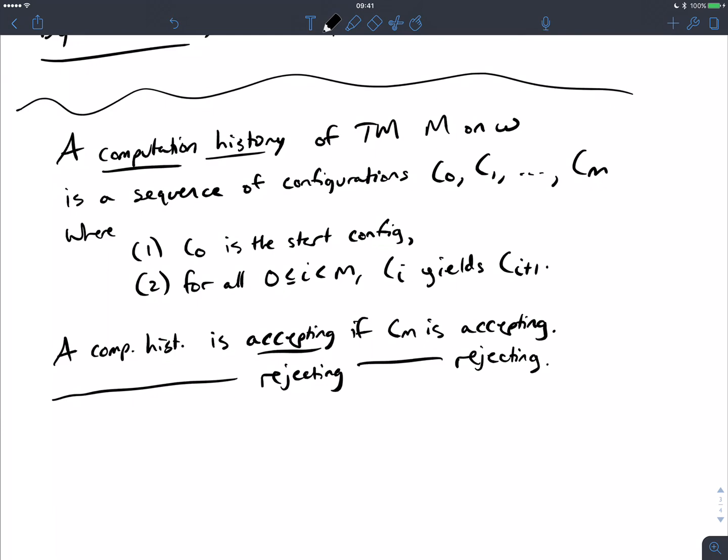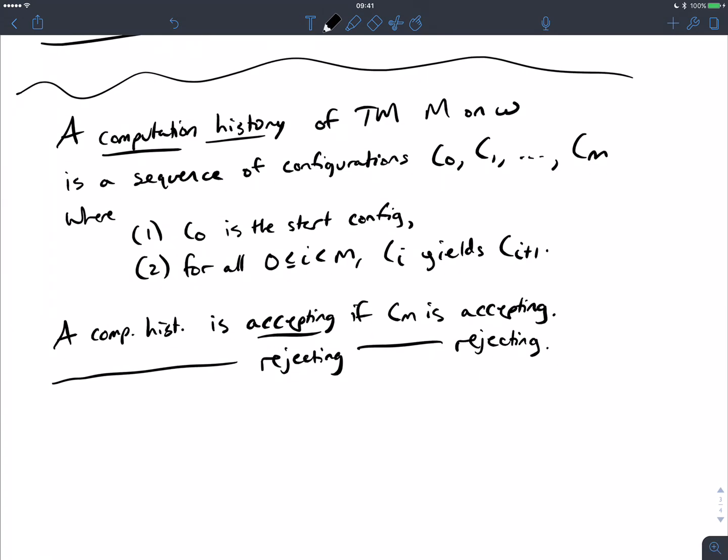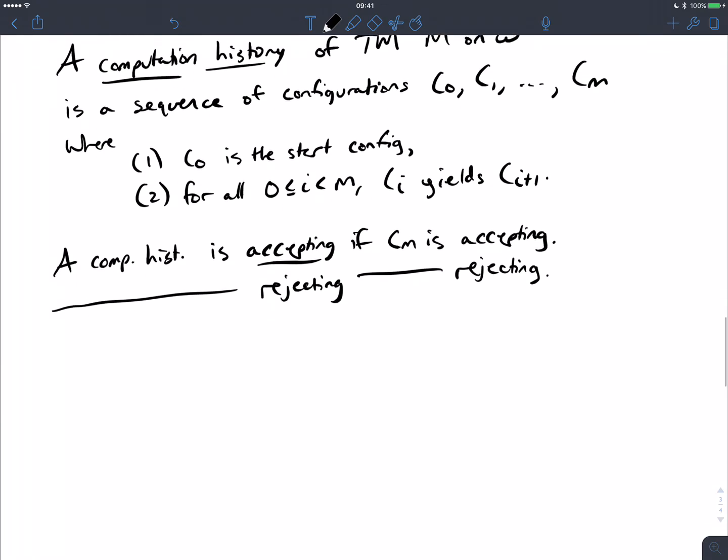Okay, so the computation history is just a sequence of the configurations of the machine at every given moment, and each one yields the next one via a valid transition. And we say that it's an accepting computation history if the last one has Q accept in there, and it's rejecting if it has Q reject in there. Okay? Any questions on definition? So we're going to be using computation histories throughout the rest of today.